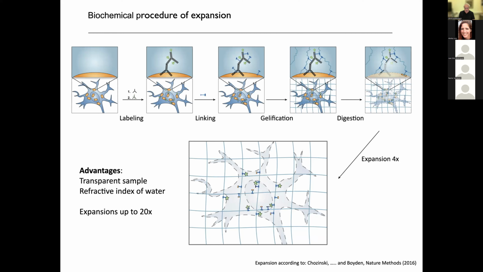So the advantages of using this approach is that we first achieve a transparent sample, either in this way, about 1.5-fold expanded or 4-fold expanded. And that now the sample has the refractive index that is almost identical to that of water. Nowadays, new expansion techniques have been published, and so expansion factors up to 20 have been reached meanwhile. But we typically stick to the 4-fold expansion process. I will show you an example of that.